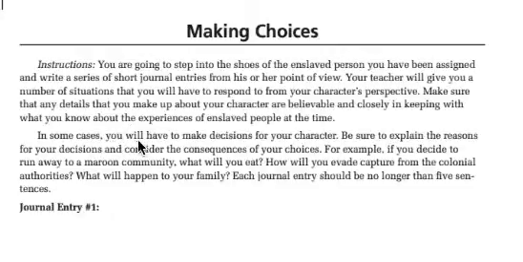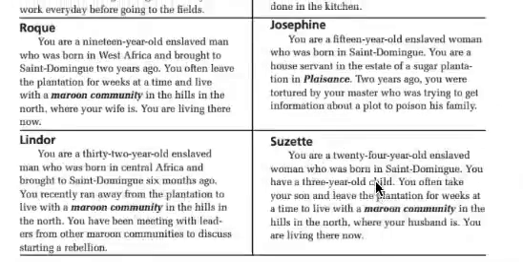In some cases in these journal entries, you will have to make decisions for your character. Be sure to explain the reasons for your decisions and consider what the consequences of those choices will be. For example, if you decide to run away to a maroon community, what will you eat? How will you avoid being captured by the colonial authorities? What will happen to your family? Each journal entry should be no longer than 5 sentences.